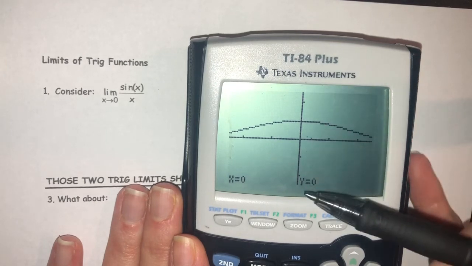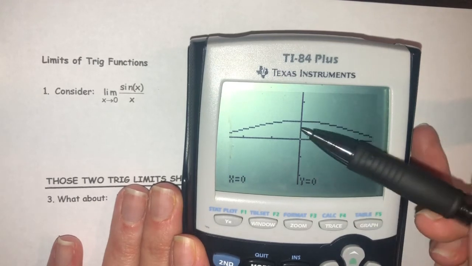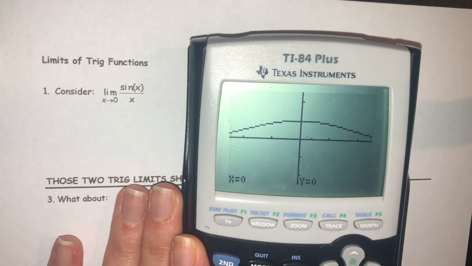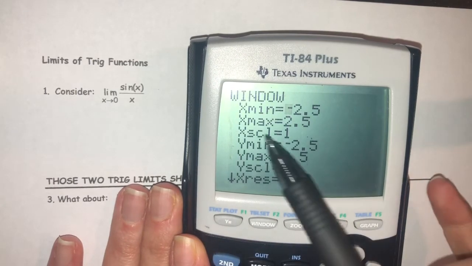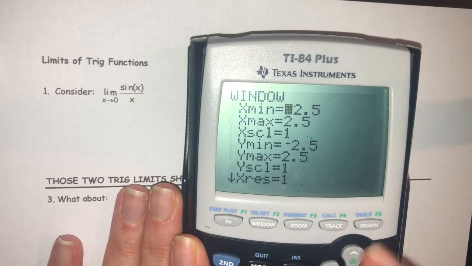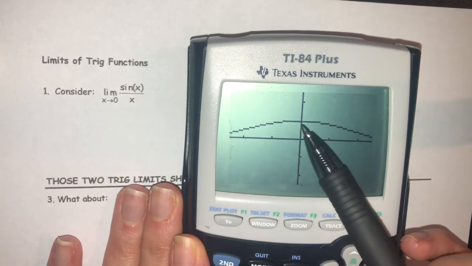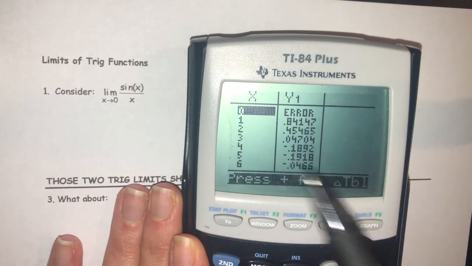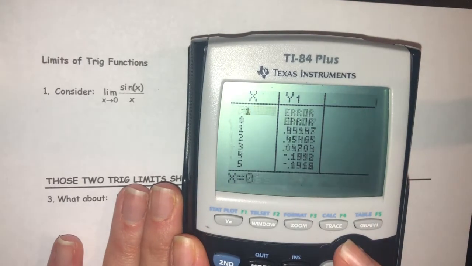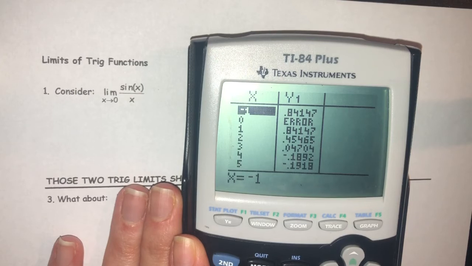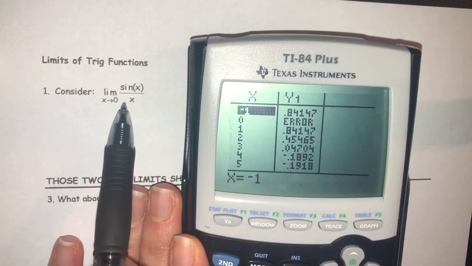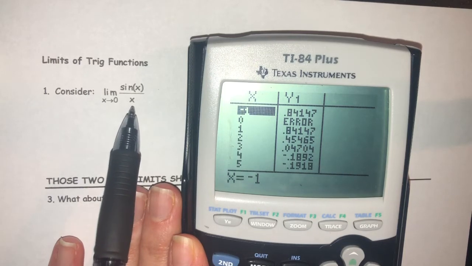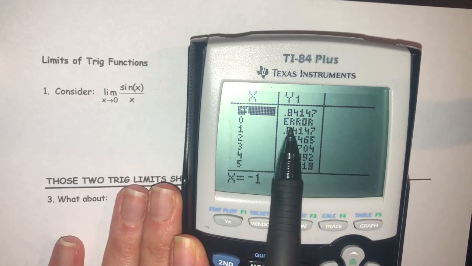This is counting by ones along the y-axis. I can show you the window. X scale 1, Y scale 1. So that is 1. Now, if I go second graph and take a look at the table, at 0 there's an error. There is not a defined point when x is 0 because we'd be dividing by 0. That's not good. Division by 0 is not defined. So it's not actually 1 there.